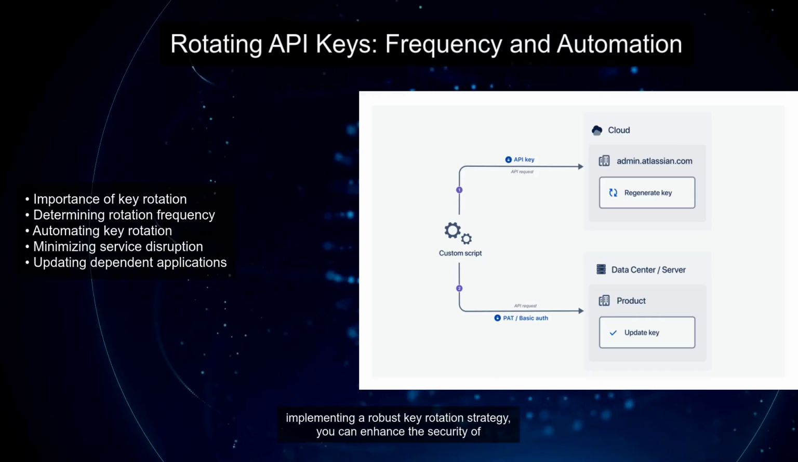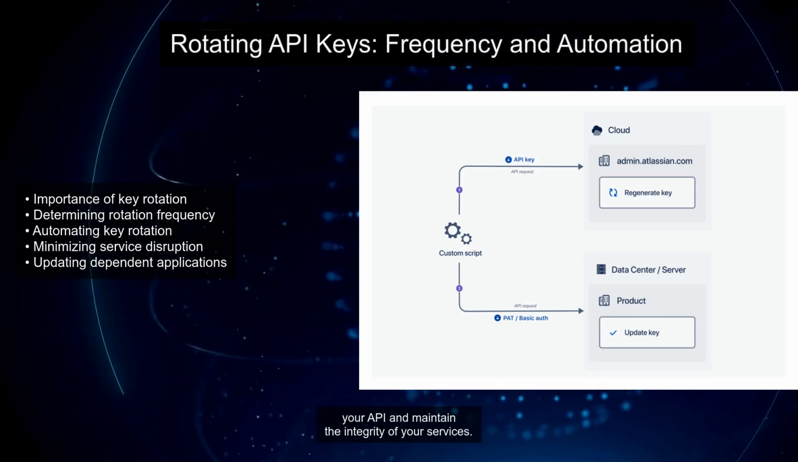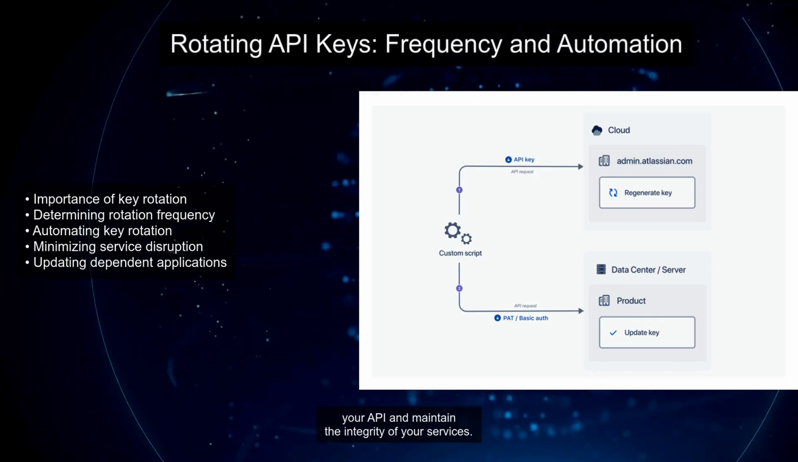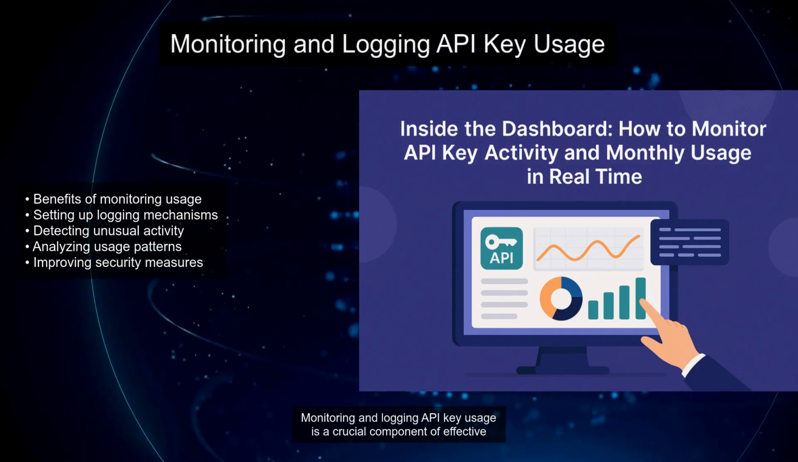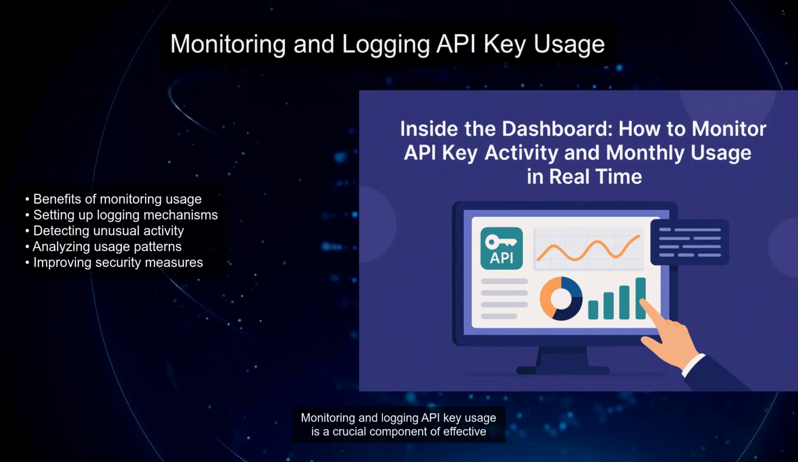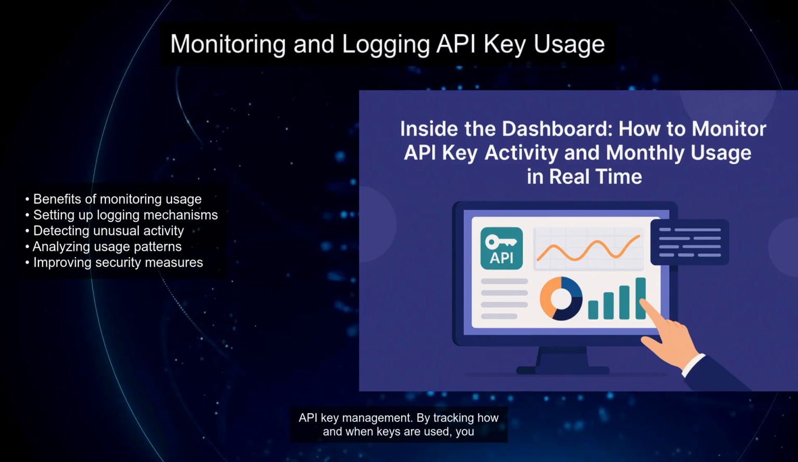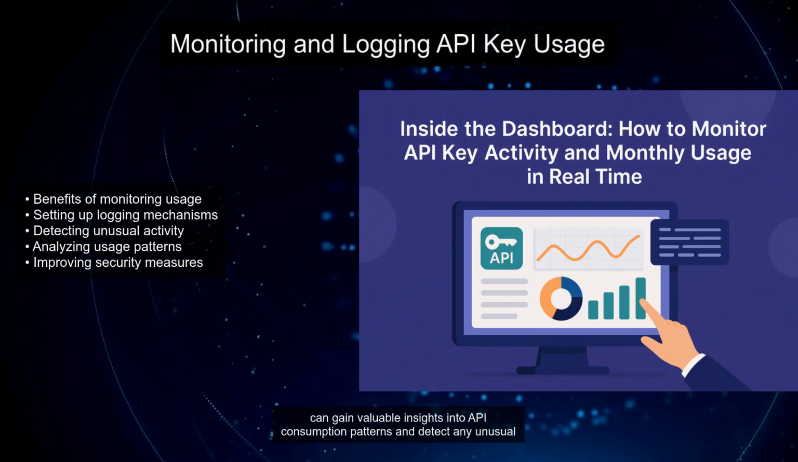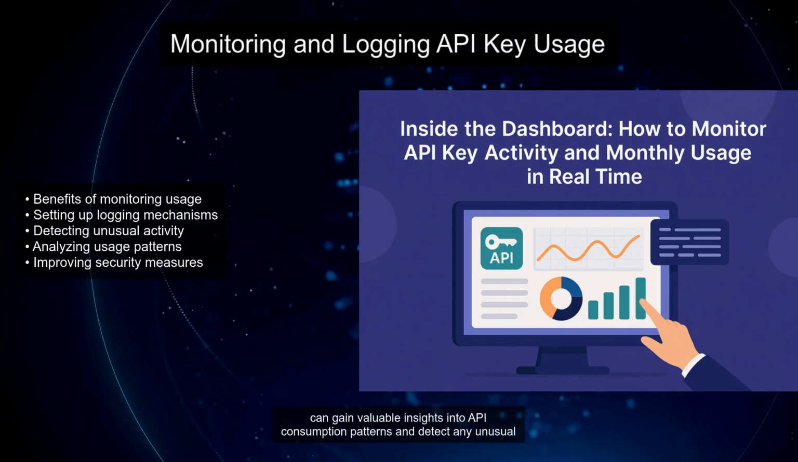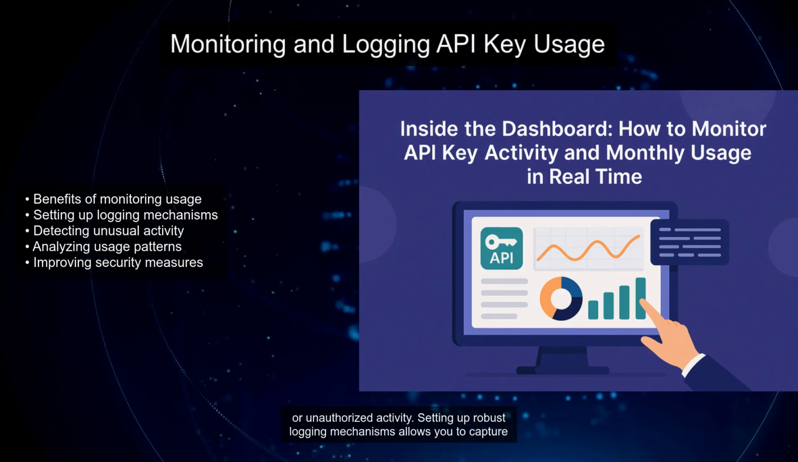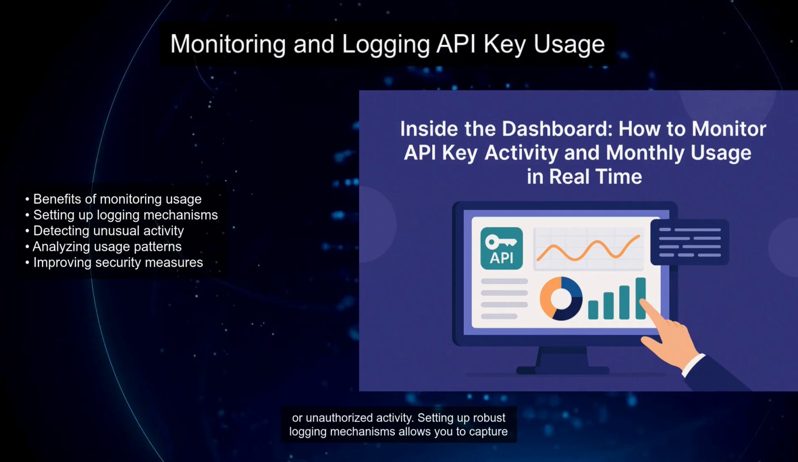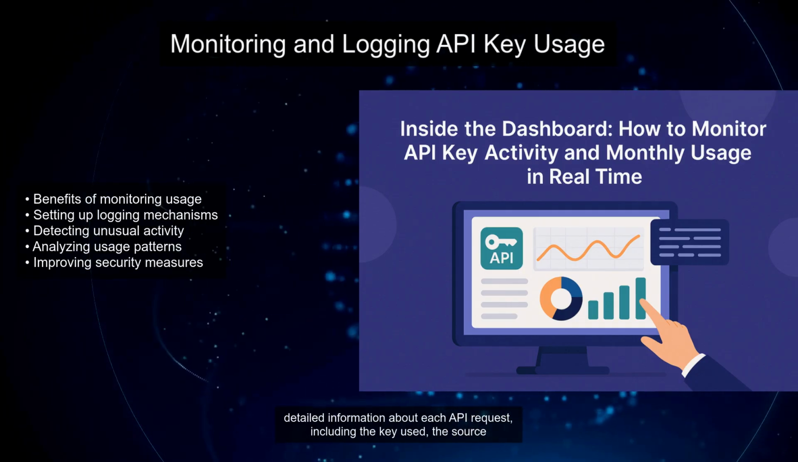By implementing a robust key rotation strategy, you can enhance the security of your API and maintain the integrity of your services. Monitoring and logging API key usage is a crucial component of effective API key management. By tracking how and when keys are used, you can gain valuable insights into API consumption patterns and detect any unusual or unauthorized activity.